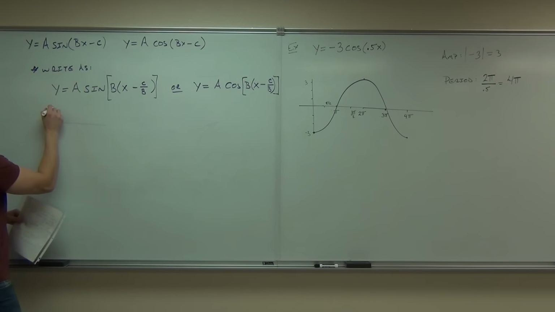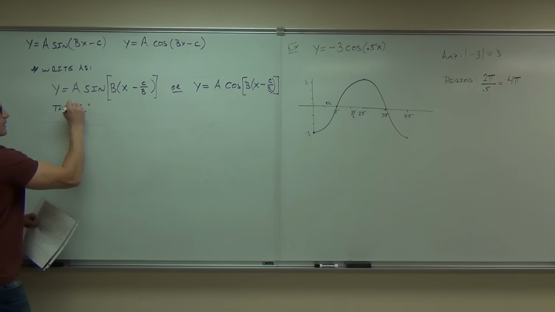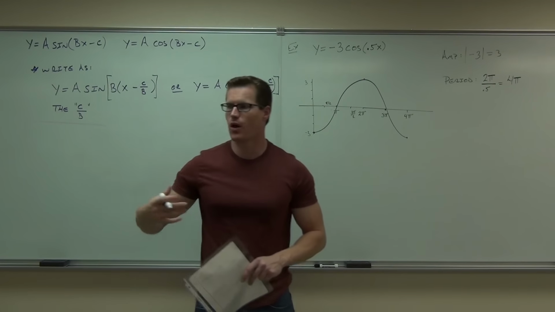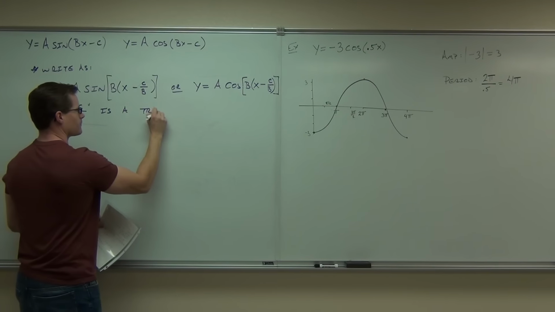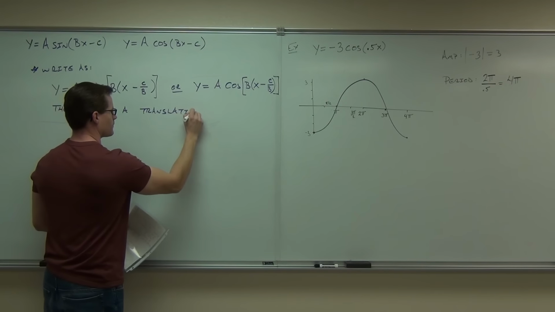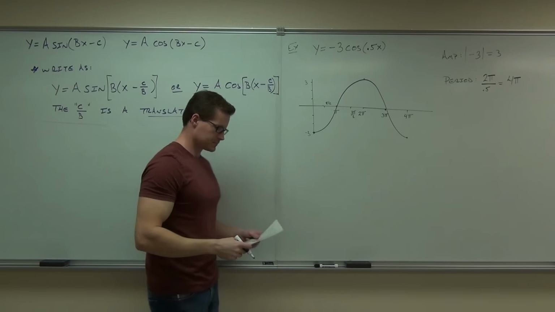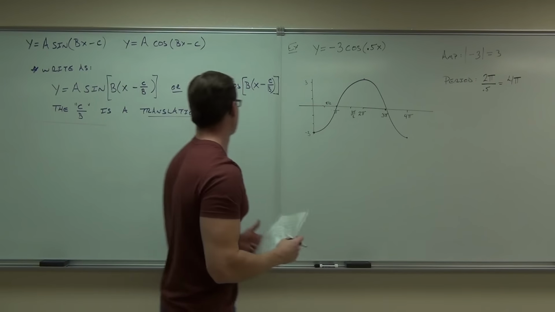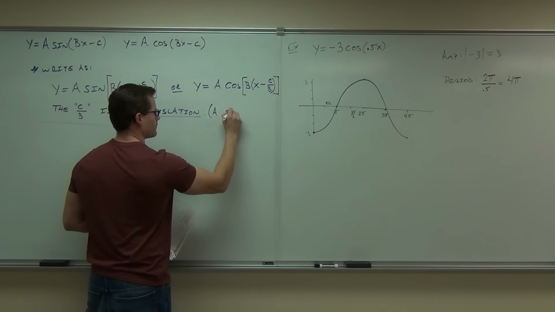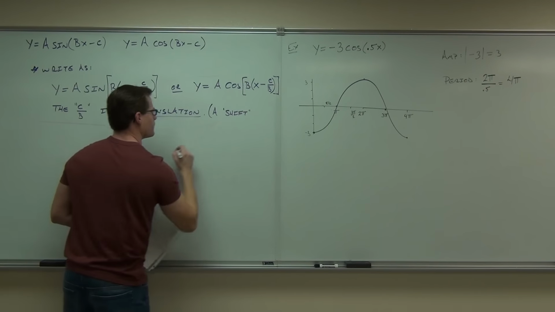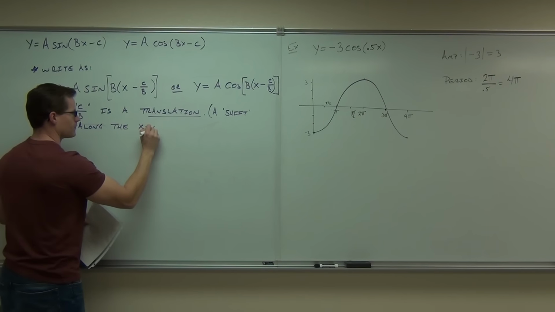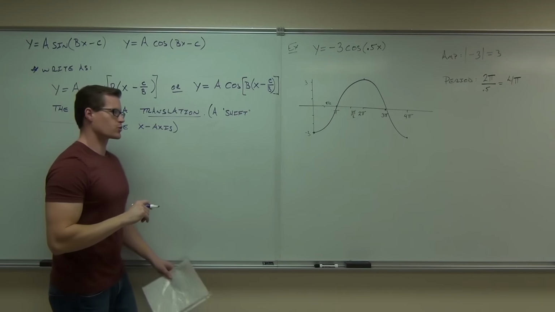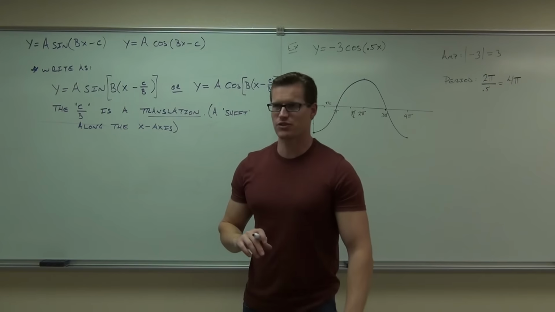This c over b, that's where we get our translation. That's going to be a shift along the x-axis. So a shift along the x-axis. Now, it's kind of crucial that you get the shift correct. Gotta get that shift right, all right?